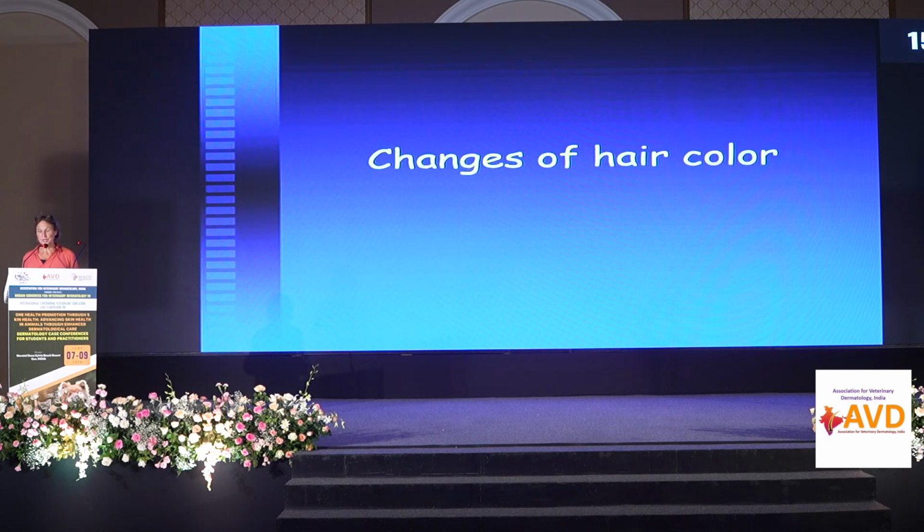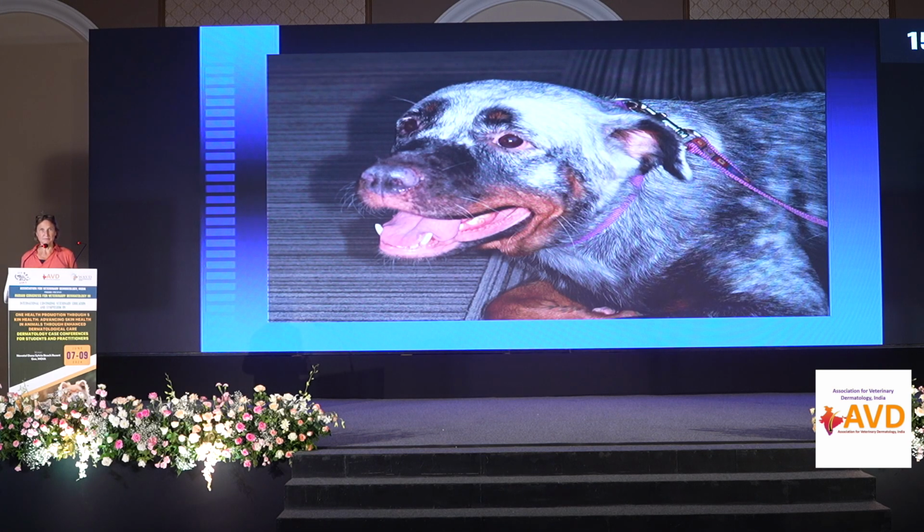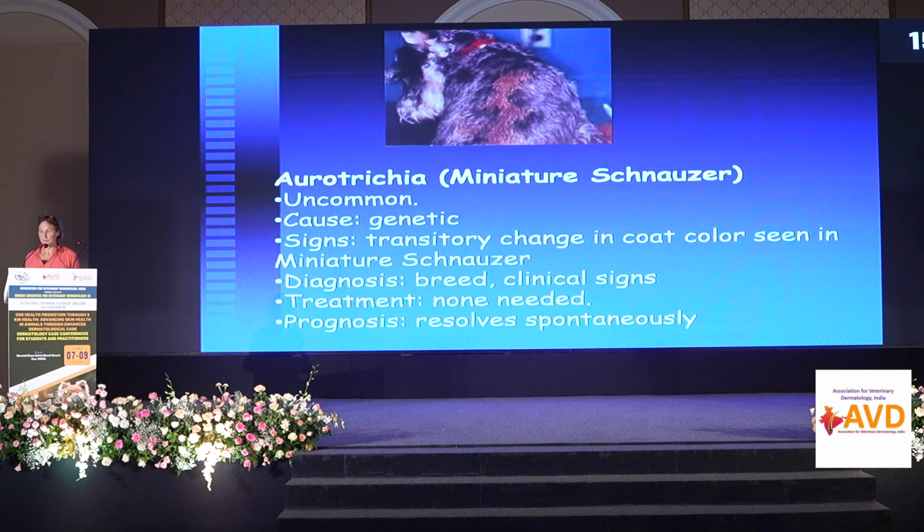Now, let's look at changes of hair color. Some we already talked about, vitiligo. Both vitiligo and VKH have this progressive leukotrichia. So the hair is prematurely gray. But there are other possibilities.